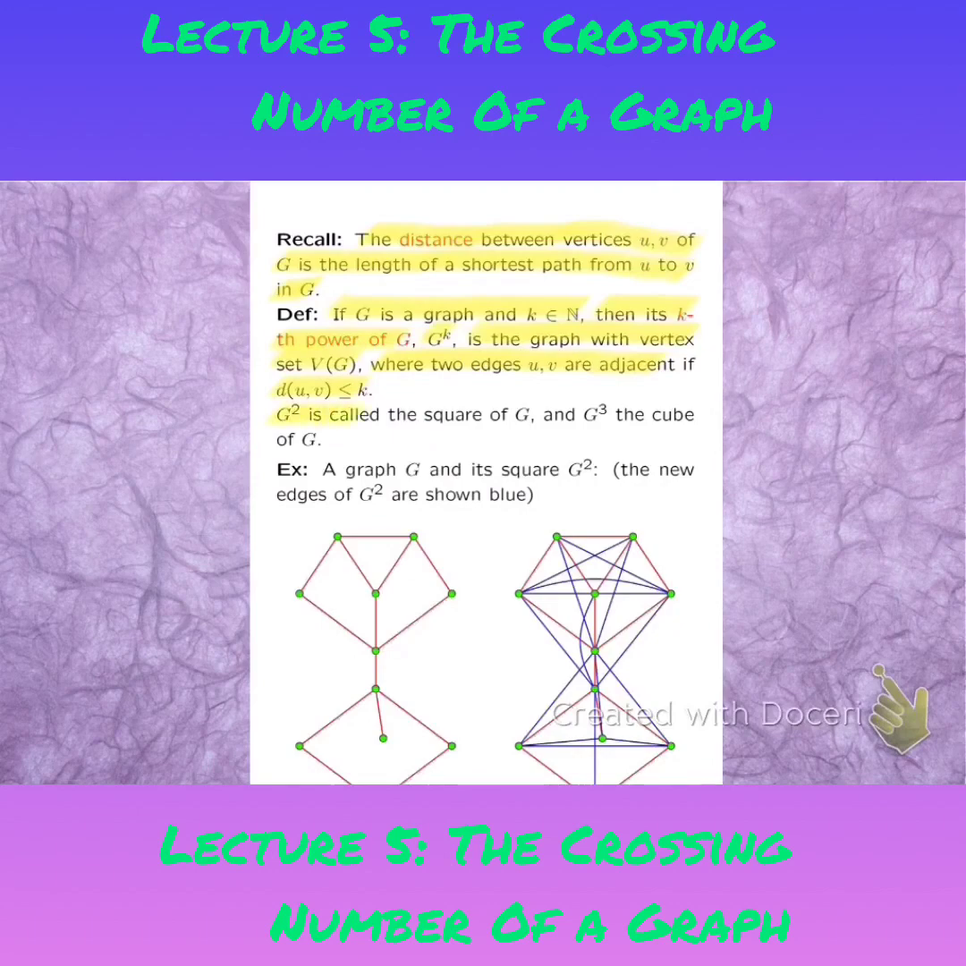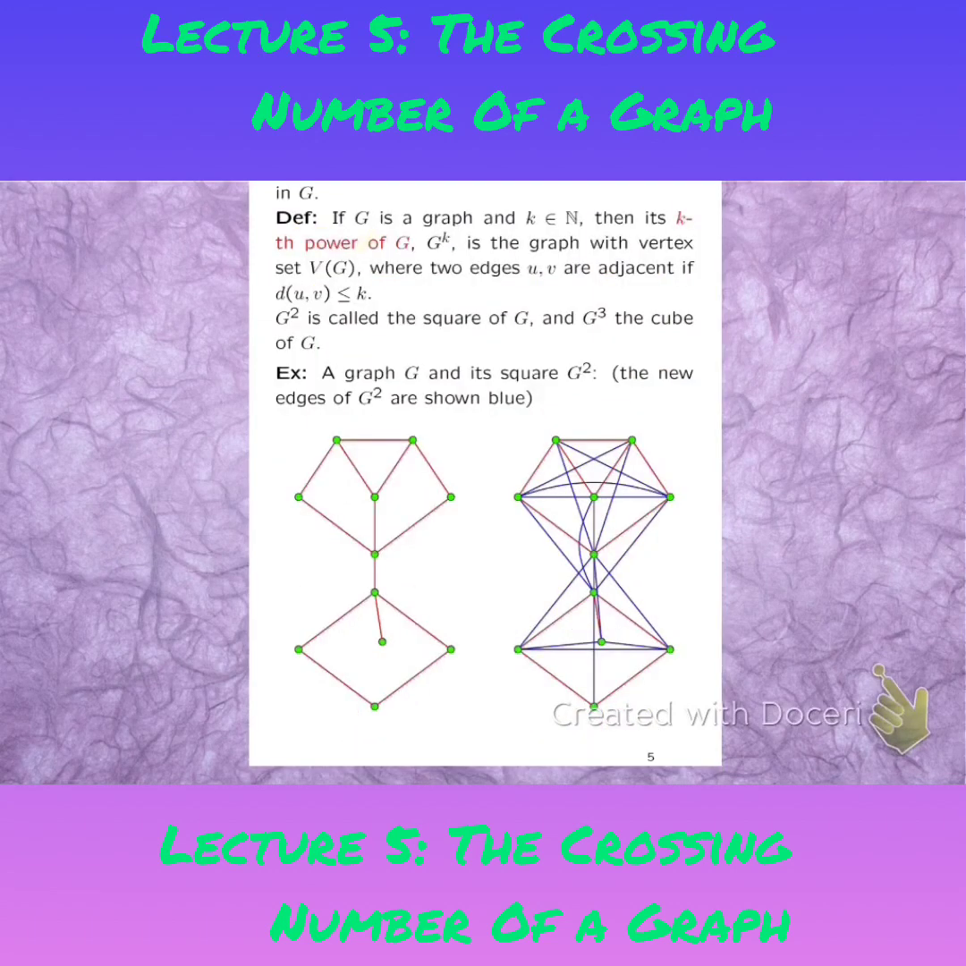Right, so G2 is called the square of G, and G3 the cube of G. So if you look at just an example, if you look at the square of G, where G is given as this graph here, what you will do is join vertices that are at distance at most 2 from one another. So for this vertex, as an example, you'll join it to that vertex. You'll join those two vertices there. There you will join. You will also join that.